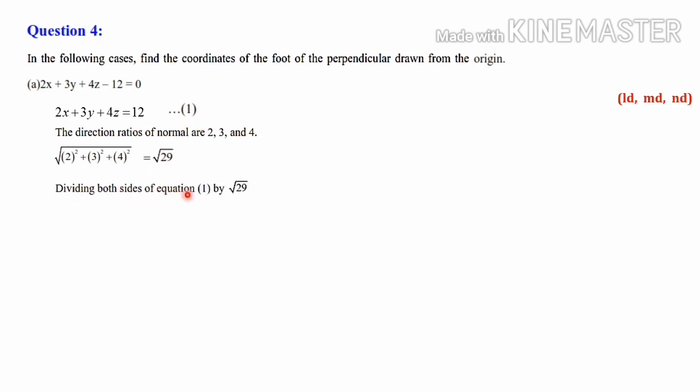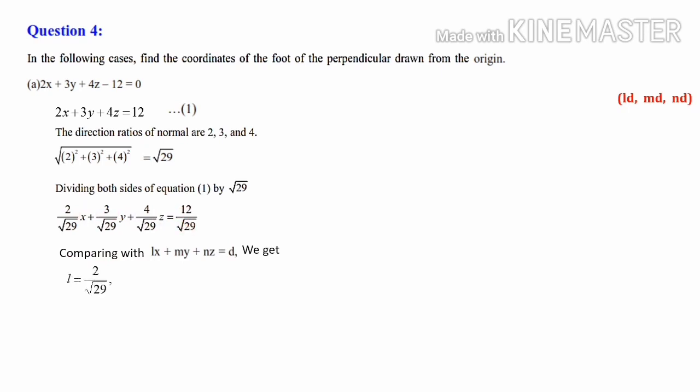So dividing both sides of equation 1 by root 29, 2 divided by root 29 into x plus 3 divided by root 29 into y plus 4 divided by root 29 into z is equal to 12 divided by root 29. Here we have to compare it with lx plus my plus nz is equal to d. Then we will get l is equal to 2 by root 29, m is equal to 3 by root 29, n is equal to 4 by root 29 and d is equal to 12 by root 29. Now we can use this formula to calculate the foot of the perpendicular because we have got l, m, n and d.